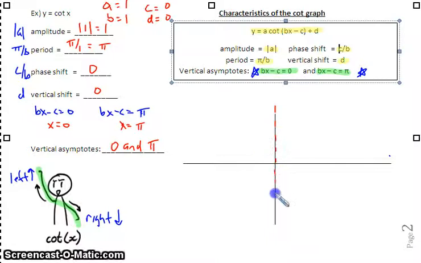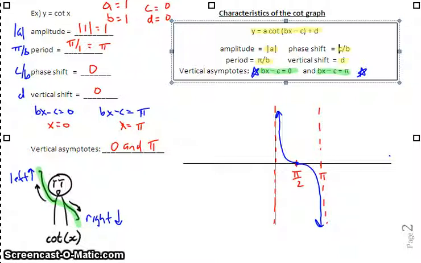So at 0 we draw an asymptote, at pi we draw an asymptote, and then we find the halfway point between 0 and pi. The halfway point would be pi over 2. So we put our dot in the middle here, and we make the left side rise, and the right side fall. And so my graph is going to look like that.